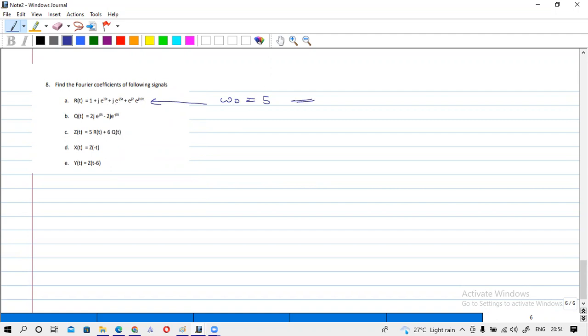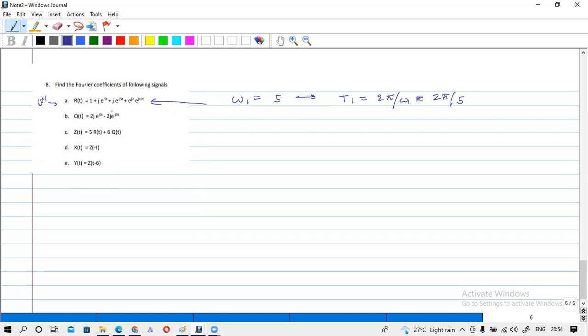Let's say that this is omega 1. This will be the first signal, and the fundamental angular frequency of this first signal is omega 1, which is equal to 5. Let's say the fundamental period of this signal is T1, and it is equal to 2π by omega 1, which is 2π by 5. So this will be T1.